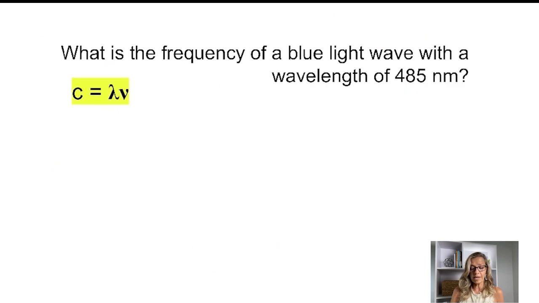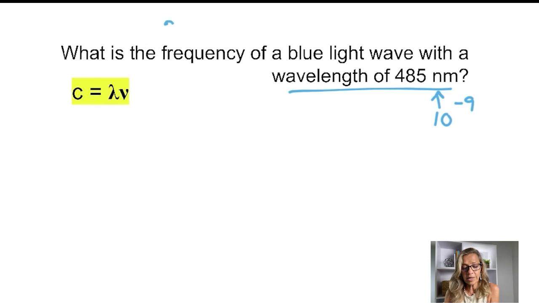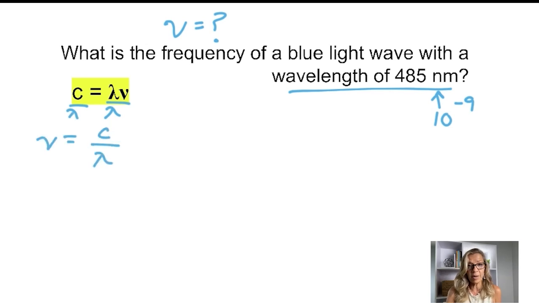So let's do an example of a blue light wave. I've got a wavelength of 485 nanometers. Now, nano is one of our metric prefixes we don't use a whole lot, but that is 10⁻⁹. So a really, really short wavelength, and we want to find the frequency. We've got our equation. Now let's rearrange to solve for frequency. You divide both sides by lambda to get the frequency by itself. So frequency is the speed of light divided by wavelength.